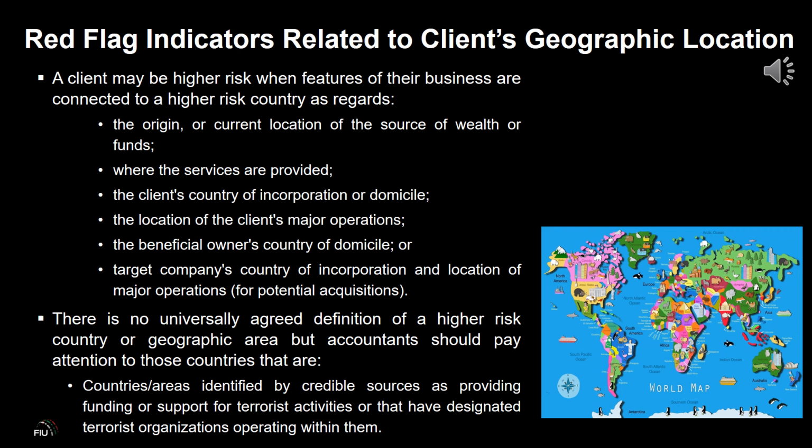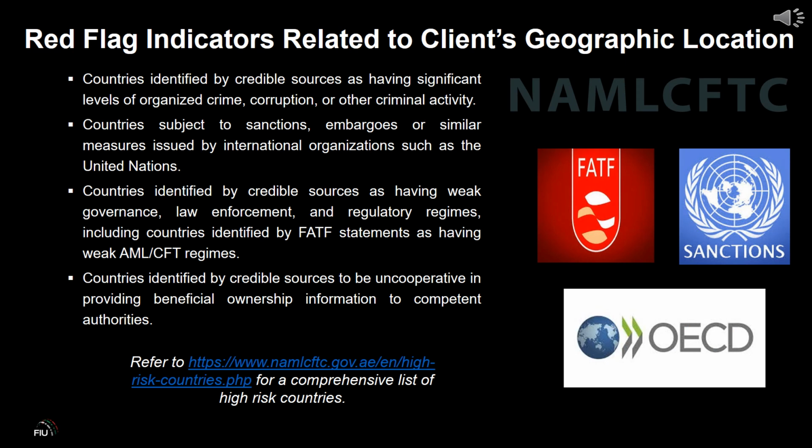There is no universally agreed definition of a higher risk country or geographic area, but accountants should pay attention to those countries or areas identified by credible sources as providing funding or support for terrorist activities or that have designated terrorist organizations operating within them. Countries identified by credible sources as having significant levels of organized crime, corruption, or other criminal activity. Countries subject to sanctions, embargoes, or similar measures issued by international organizations such as the United Nations.